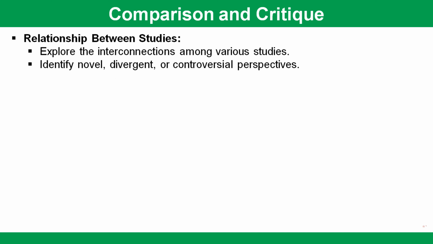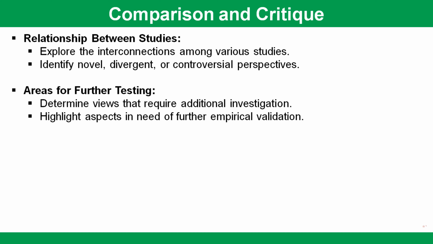In the realm of academic research, it's essential to not only understand individual studies, but also to compare and critique them to advance knowledge. One crucial aspect is exploring the relationships between studies. By analyzing the interconnections among various pieces of research, we can uncover novel perspectives and identify areas of divergence or controversy. Moreover, it's important to pinpoint areas that require further testing. This involves identifying views or hypotheses that may lack sufficient evidence and highlighting aspects in need of additional empirical validation.